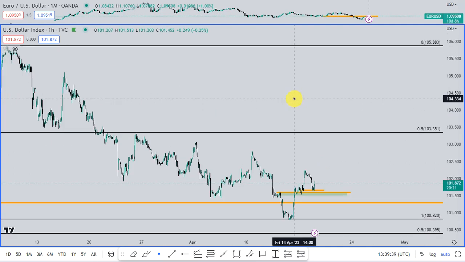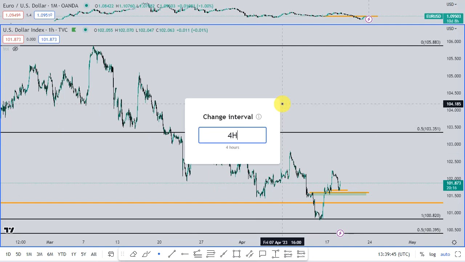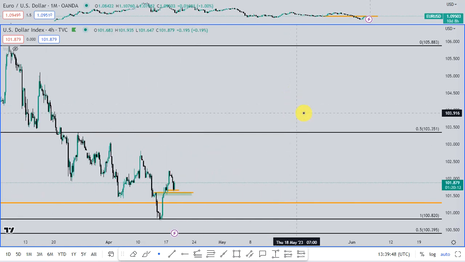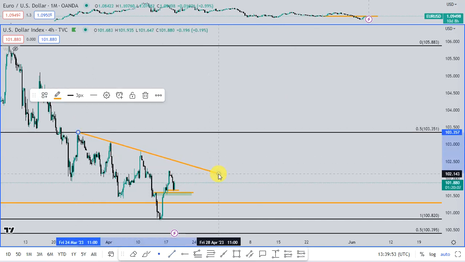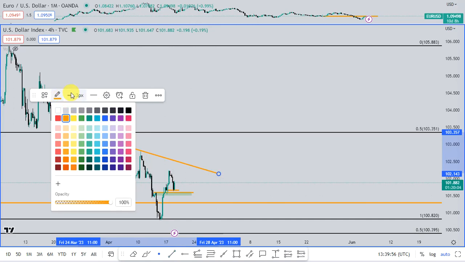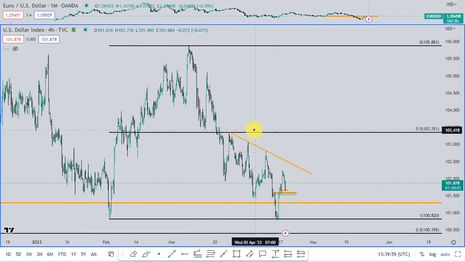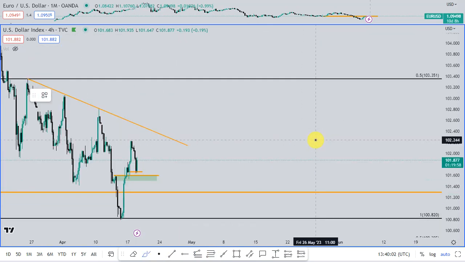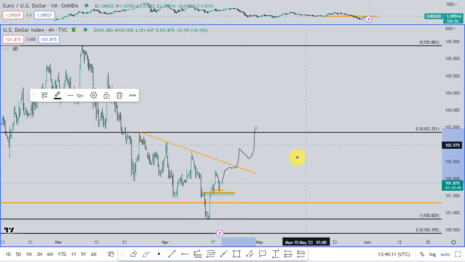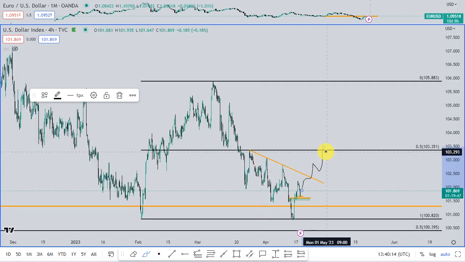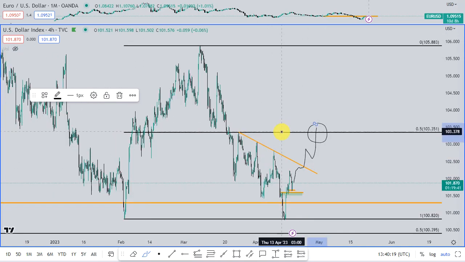So if it makes a higher high, it can go take these highs and liquidities. If we take these highs, we can form a trend line, and above this trend line, there's liquidity. So my plan for DXY is, as long as this green zone, this order block holds, DXY can pump and form a higher high and take all this internal liquidity here and target this mid-range. So this is the plan for DXY.